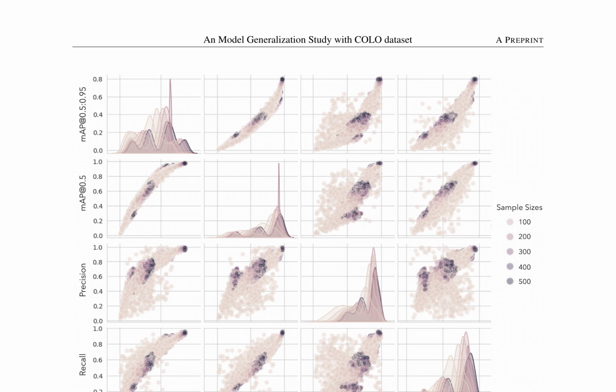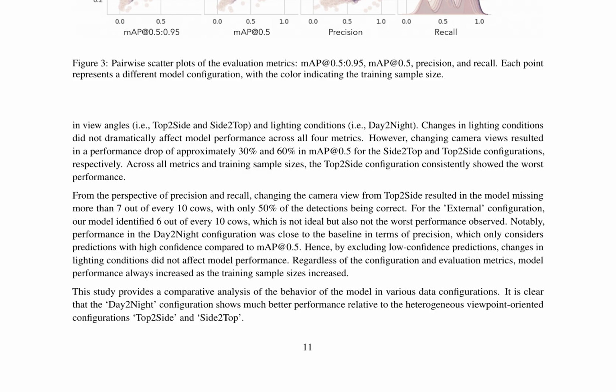From the perspective of precision and recall, the top-to-side configuration consistently showed the worst performance, with the model missing more than 7 out of every 10 cows and only 50% of the detections being correct. The external configuration identified 6 out of every 10 cows, which is not ideal but not the worst performance observed. Notably, performance in the day-to-night configuration was close to the baseline in terms of precision, indicating that changes in lighting conditions did not affect model performance when excluding low-confidence predictions.